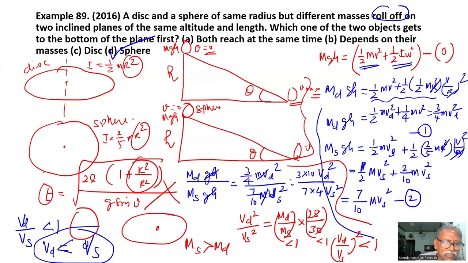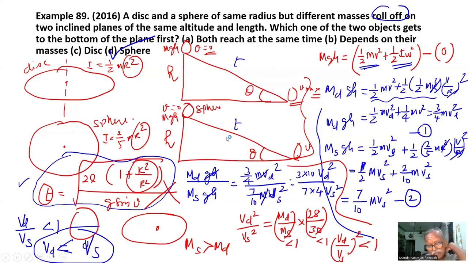Otherwise, you have to remember this formula for each shape. For circular, you should know K by R. Already you are memorizing I for different shapes. In addition, K square by R square also you have to remember. But there is one easy method to remember K square by R square from I. But anyhow, why should we get confused? Let us remember I and we'll solve this way. If you want to solve this way, find T for this, find T for this; whichever is less, that reaches first.